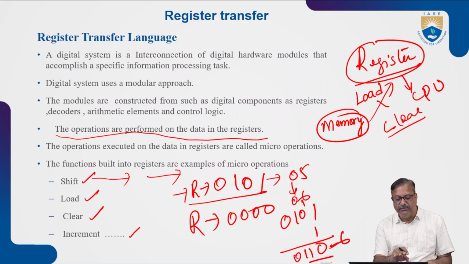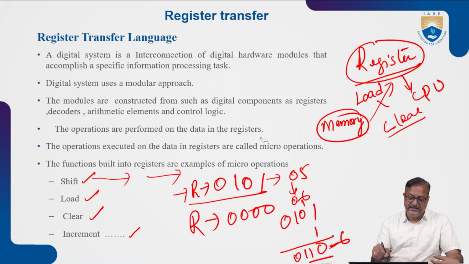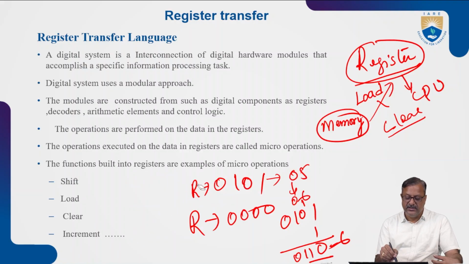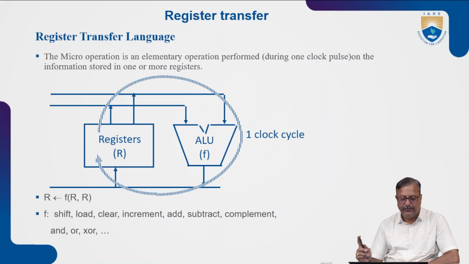So in this way, the basic operations we can do in a register, micro operations at the backend, we call it shift operation. We see examples: load, clear and increment. So this is one of the basic register transfer operations discussed with respect to the introduction of the register transfer language.